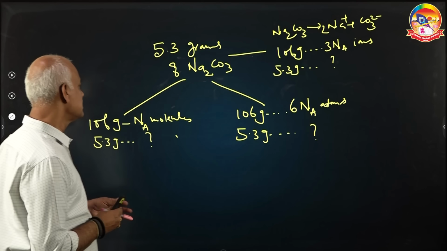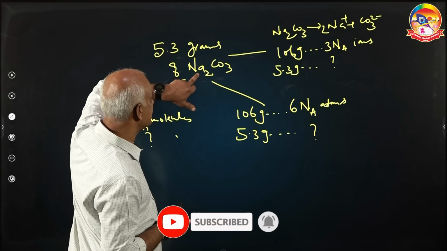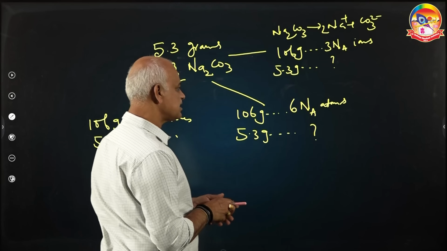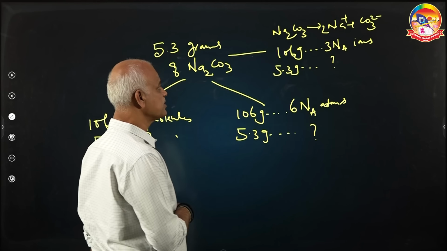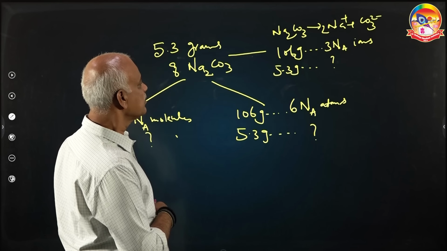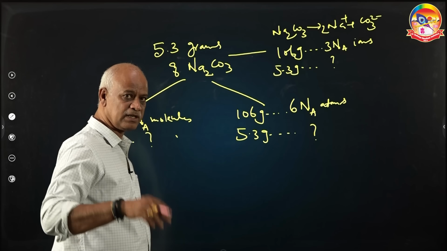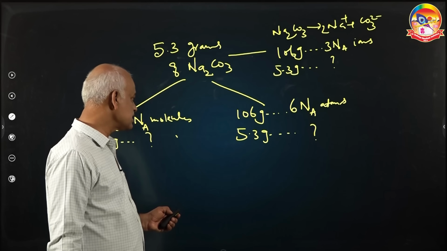Question number 1. Second question. What is the atomicity of sodium carbonate? 6, 2 sodiums, 1 carbon, 3. So 106 grams contain 6 Na atoms, 5.3 grams contain how much? The same question is asked in ions, then no problem. 106 grams contain 3 Na ions, 5.3 grams contain how many? These are the 3 questions that you can actually get this way.